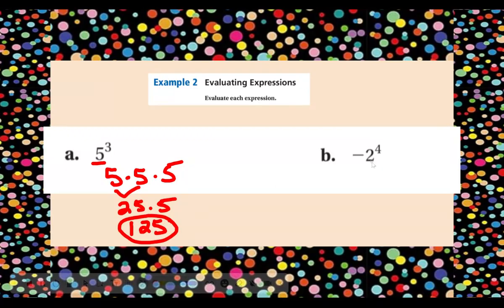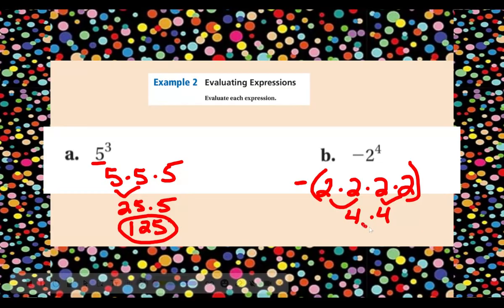Here we have negative 2 to the 4th. So that is saying it's 2 times 2 times 2 times 2. The base is written out 4 times. We're going to keep the negative. So 2 times 2 is 4. 2 times 2 is 4. 4 times 4 is 16. And we're going to keep the negative.